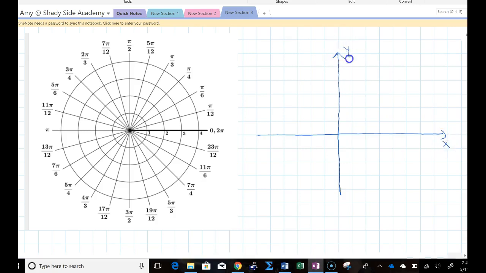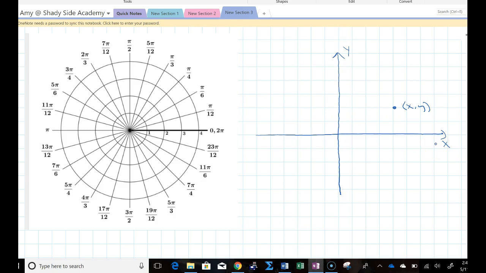This is called the Cartesian or the rectangular coordinate system, where we graph points in terms of x and y, right? This is some point x comma y, okay? So this is the Cartesian coordinate system or the rectangular coordinate system and the polar coordinate system.